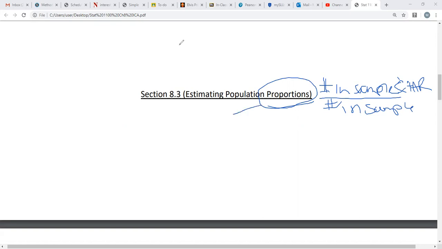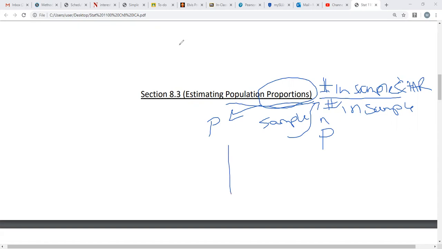Remember from section 8.1, this notation, if we're looking for the population proportion, would be P. If we're talking about the sample proportion, we're talking about P hat. So the same two things that we did in the last section we're going to do here. We're going to construct and interpret confidence intervals and then choose a sample size.